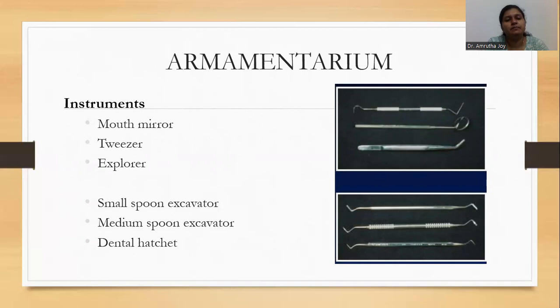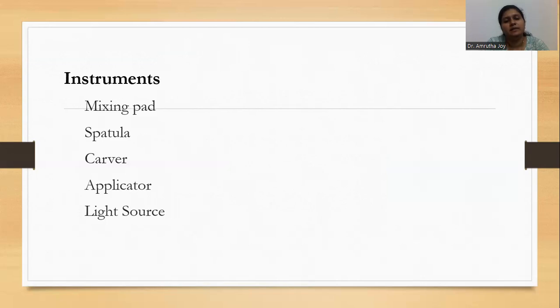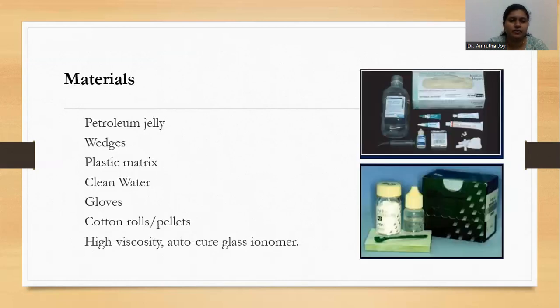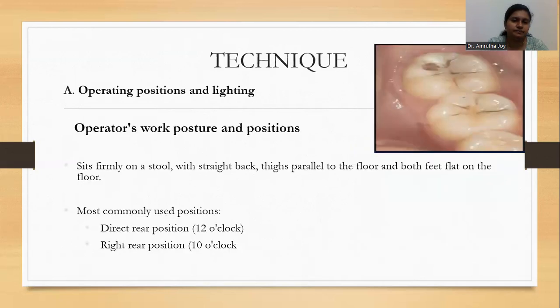Coming to armamentarium, the instruments used include mouth mirror, tweezer, explorer, spoon excavators, both small size and medium size, dental hatchet, then mixing pad, spatula, carver, applicator or cement carrying instrument, and light source. Materials include petroleum jelly, wedges, plastic matrix, clean water, gloves, cotton rolls or cotton pellets, and of course our glass ionomer cement. Usually type 9 glass ionomer cement is used for ART restorations.